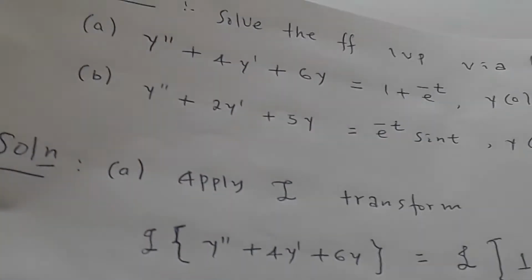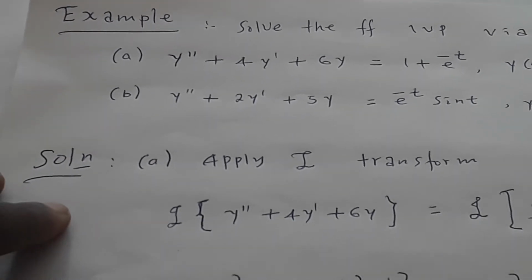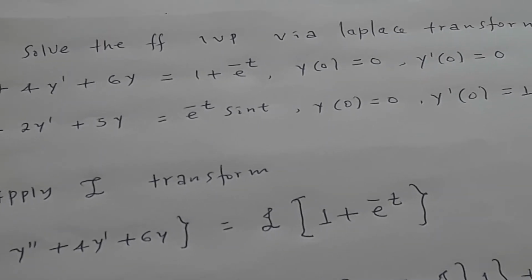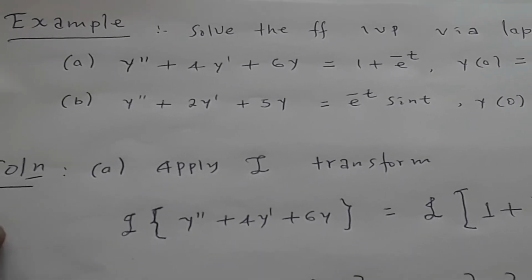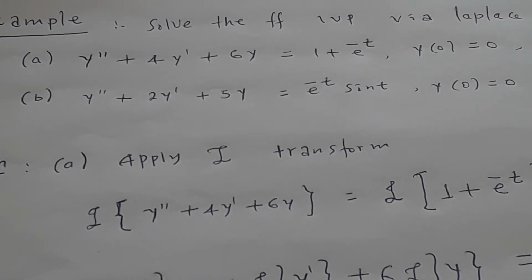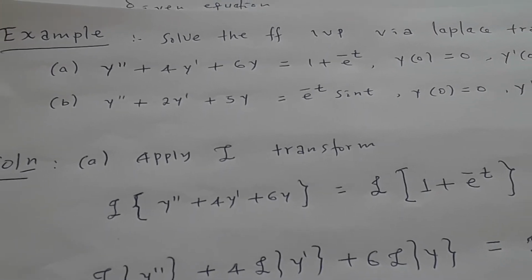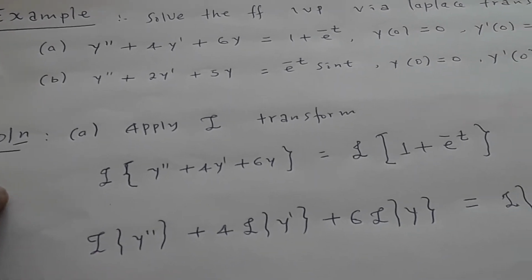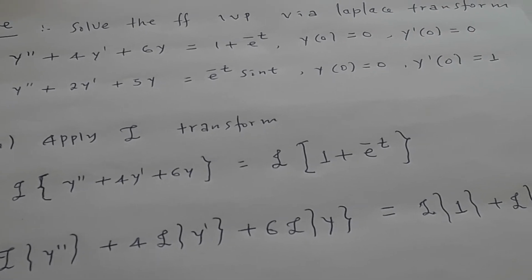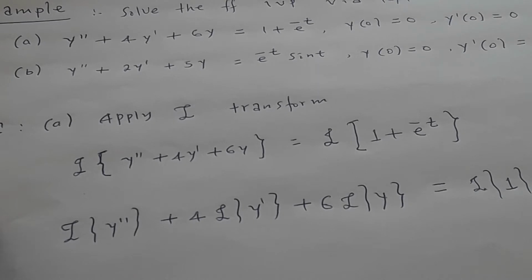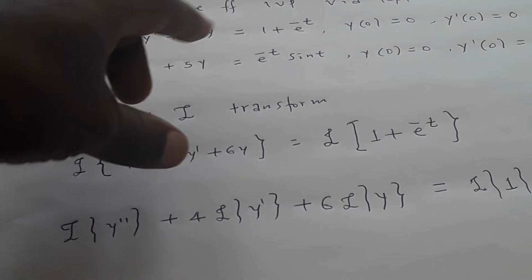Now let's say we have examples here. Solve the following IVP via Laplace transform, where (a) is y double prime plus 4y prime plus 6y equals 1 plus e raised to minus t, with y at 0 equals 0 and y prime at 0 again 0. This is a second order differential equation with constant coefficients, non-homogeneous, because of this term.